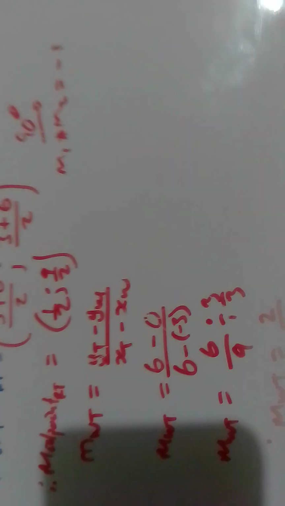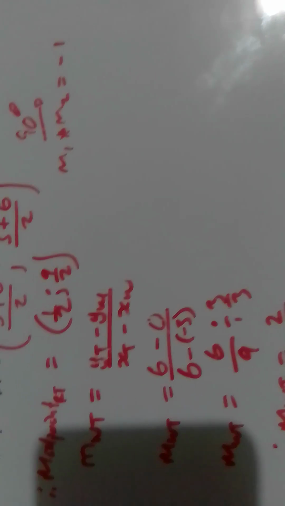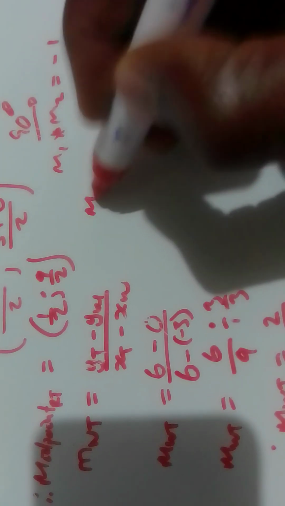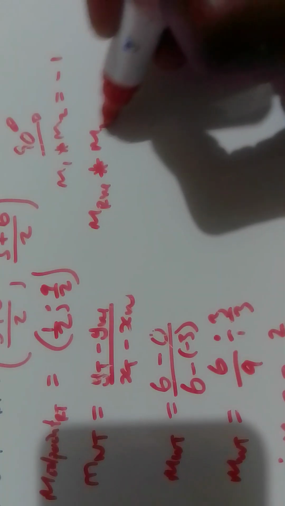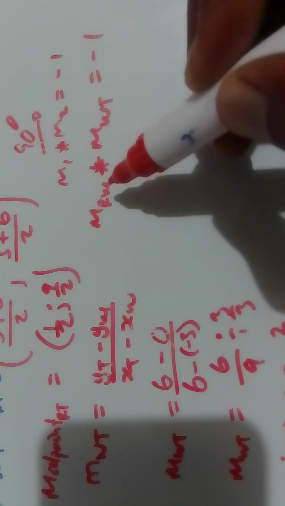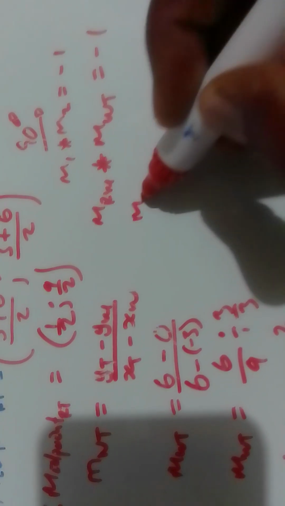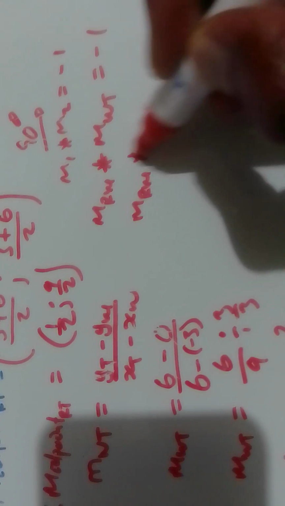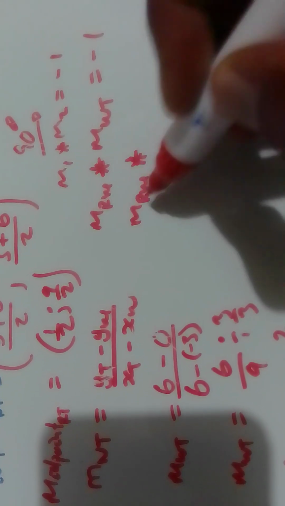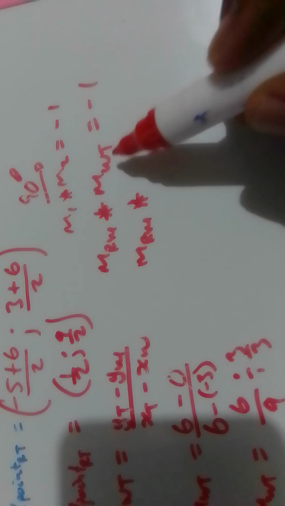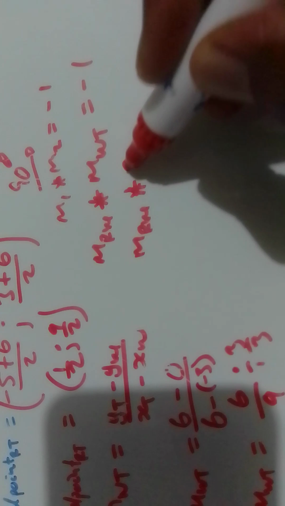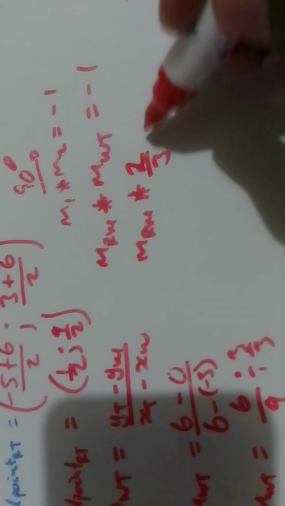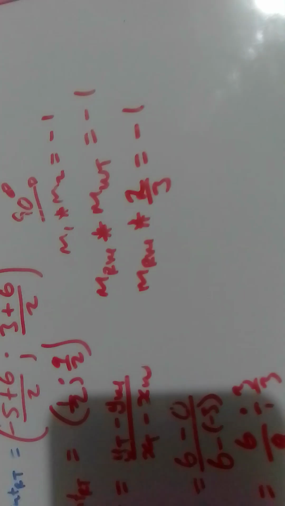What am I going to do? This is what I'm going to do. Observe. I'm now going to say that the gradient of line RW multiplied by the gradient of line WT is equal to -1. I do not know the gradient of line RW, so I write gradient of RW, this is my variable, multiplied by the gradient of WT, which is 2/3, which we have proven previously, is equal to -1, like that.